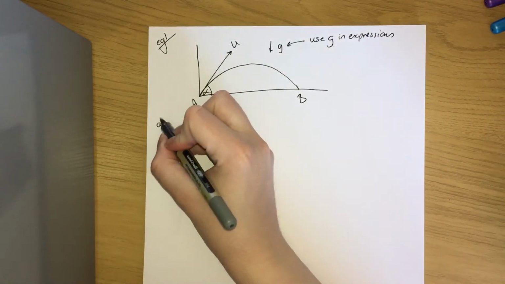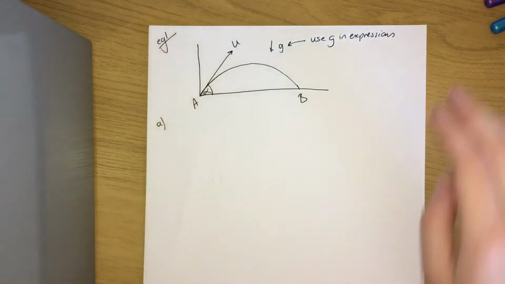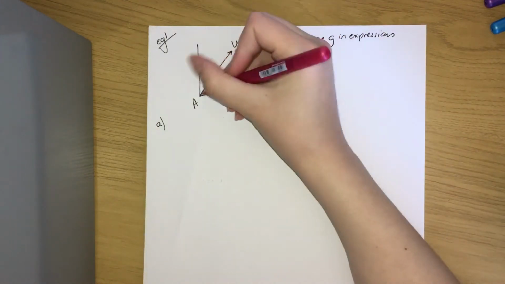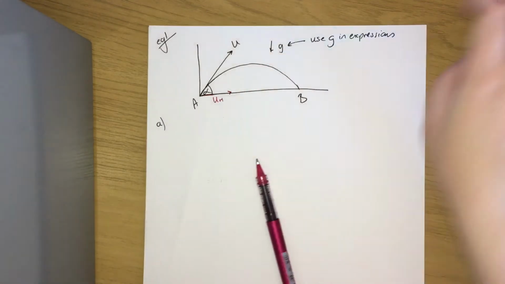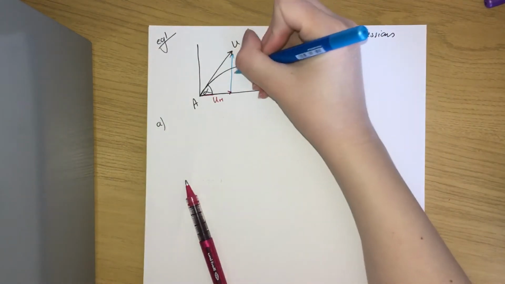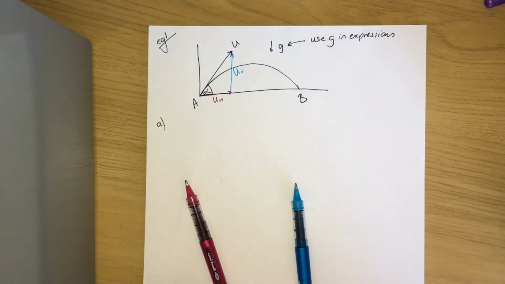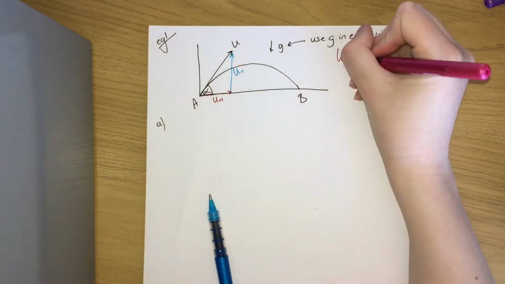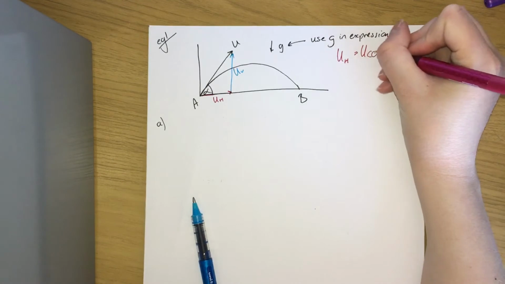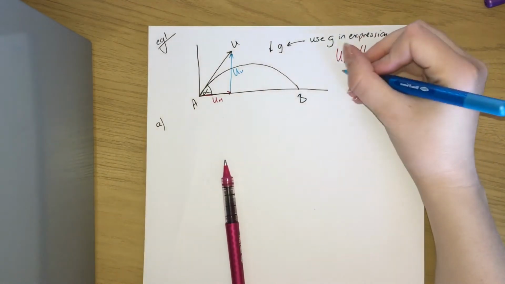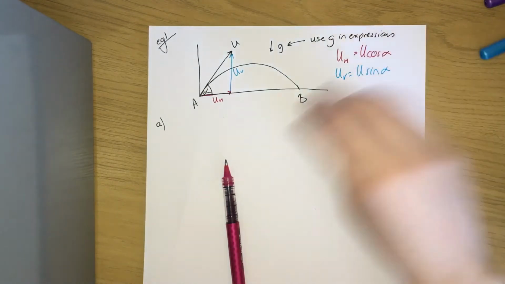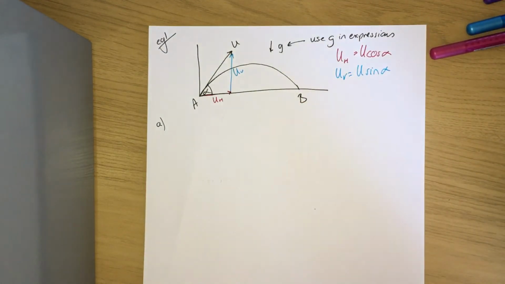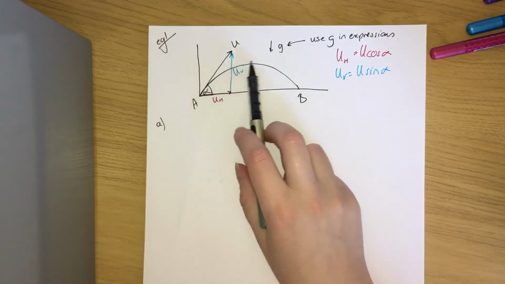So, part A, find the flight time T. Well, the first thing we need to do, as always before we do any of these, is to find our initial horizontal and our initial vertical velocity. So u_H is u cos alpha, and u_V is u sine alpha. Okay, so the time of flight. That is the whole time it takes to get here.